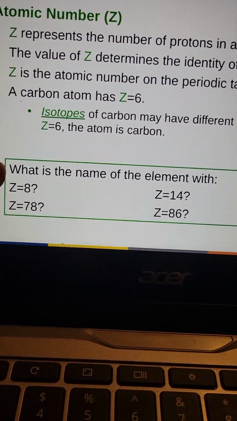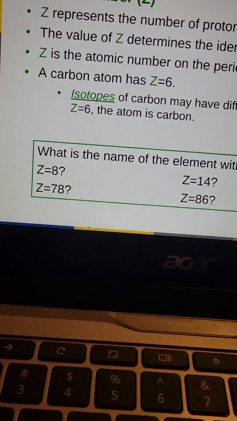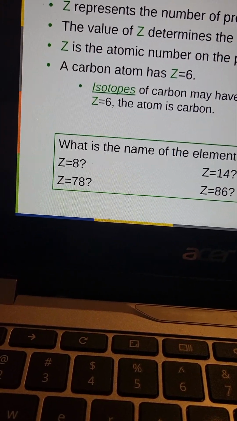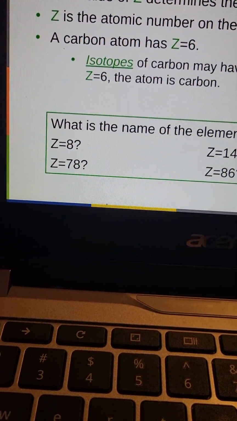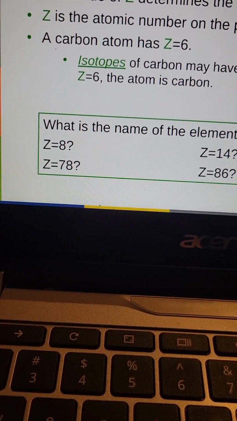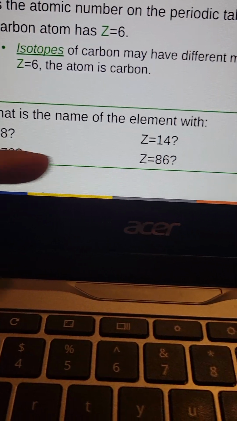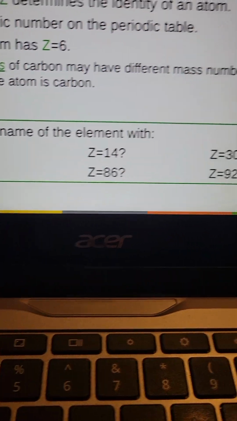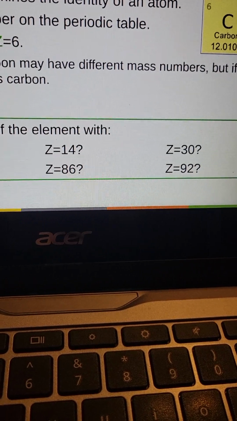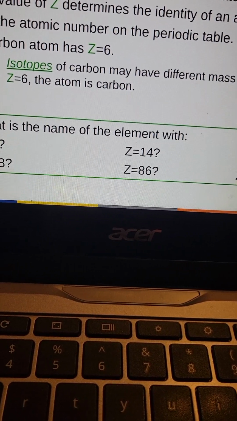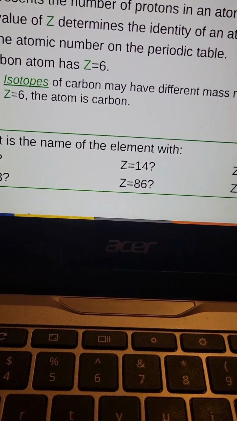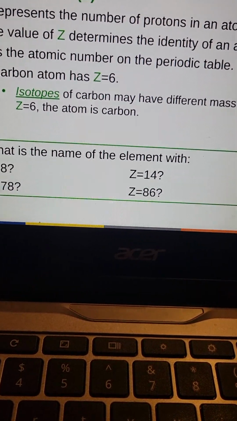Okay, so what is the name of the element with Z = 8? Basically, they're asking which element has atomic number 8. If we look up the reference table, atomic number 8 is oxygen, and so on. Basically, we're just looking up the atomic numbers for those. I'm not going to take the time in the video to look those up, but it's the name of the element with that atomic number. And remember, atomic number is the number of protons and tells you its identity.